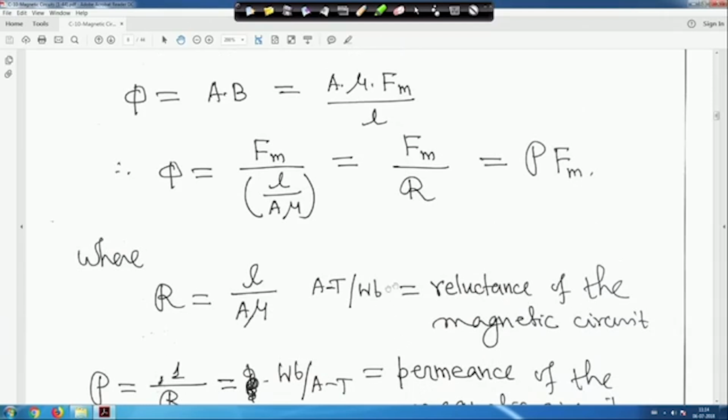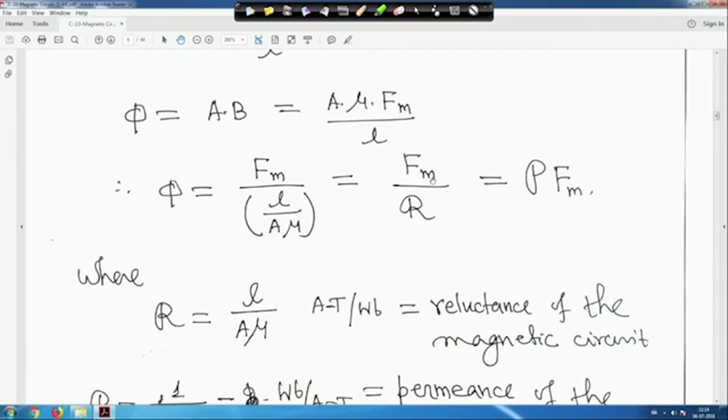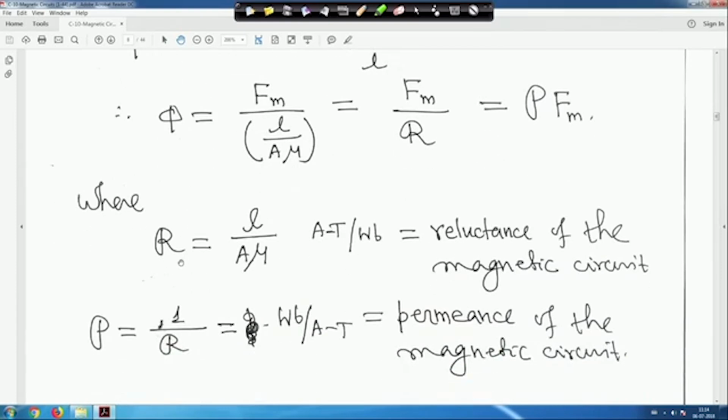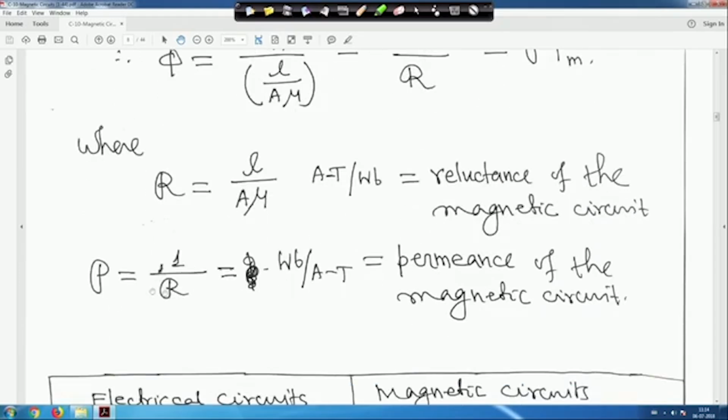So in the DC circuit, if you compare, Fm is like the voltage in a DC circuit, the EMF. Here it is the mmf. Now phi, in a DC circuit it is the current, and analogous to it in the magnetic circuit is the flux. R is the resistance in a DC circuit, whereas in the magnetic circuit it is the reluctance. It is just an analogy. And permeance in the DC circuit, G is equal to 1 upon R, the conductance, here it is the permeance, that is 1 upon R, Weber per ampere turn. So the permeance of the magnetic circuit, right?